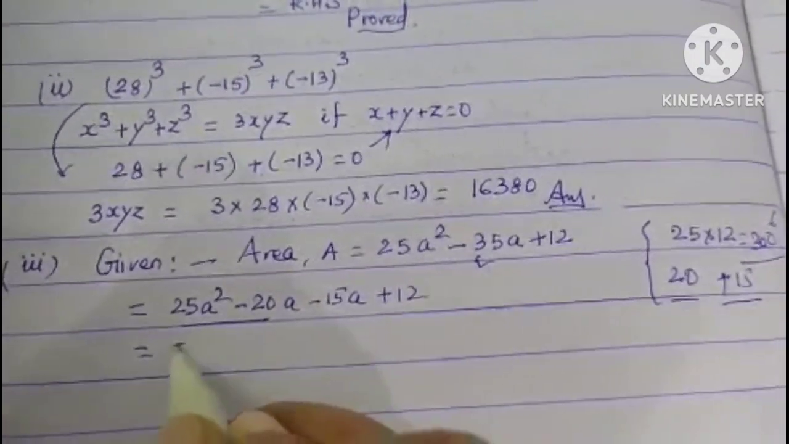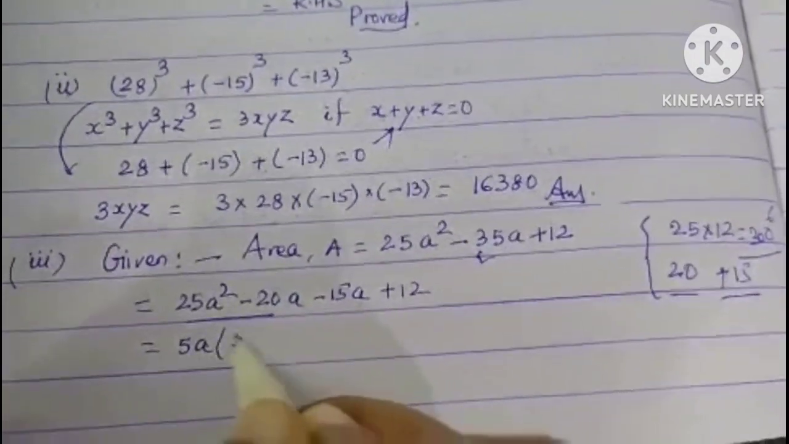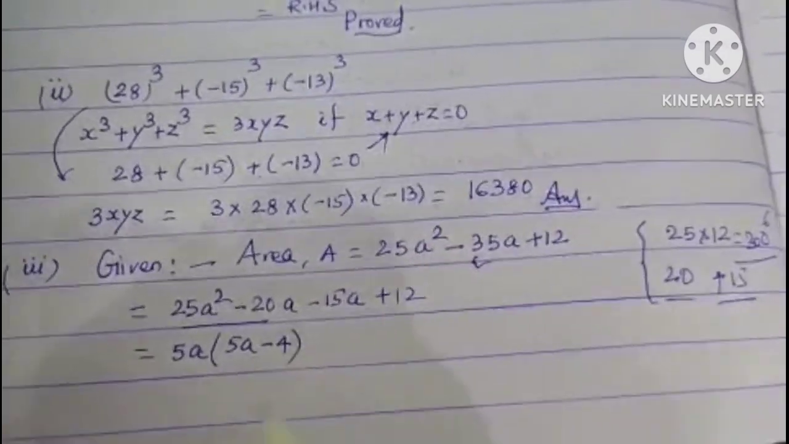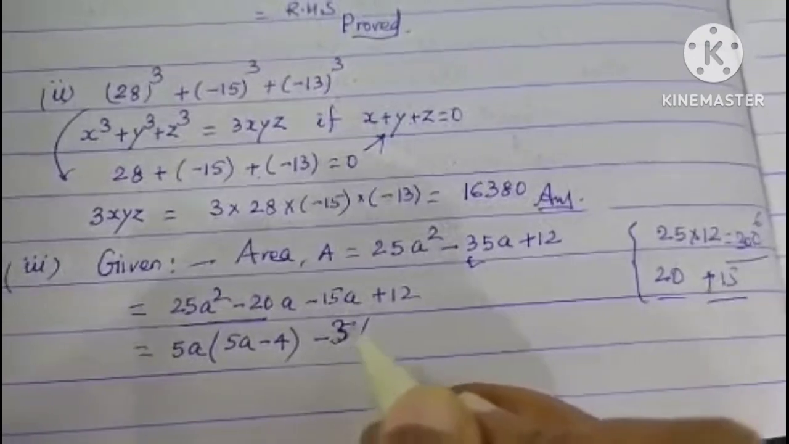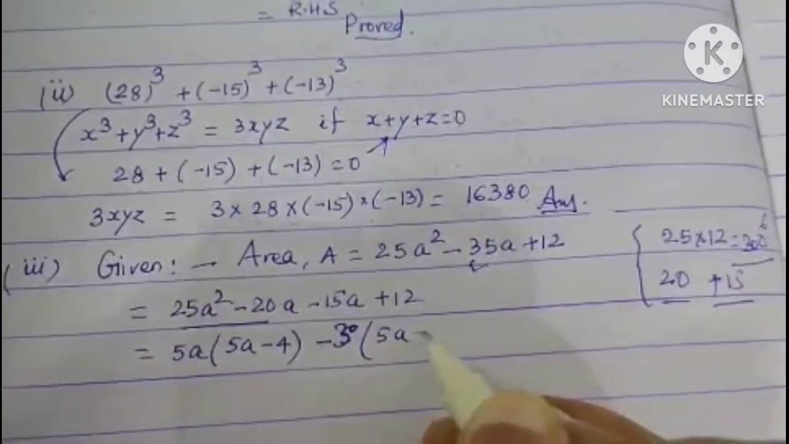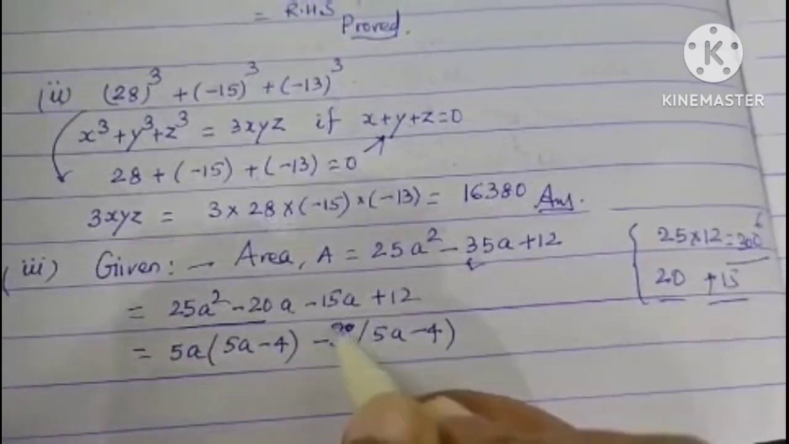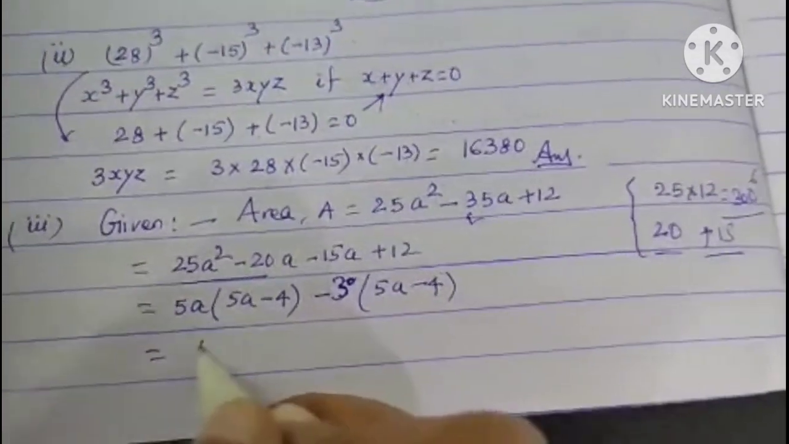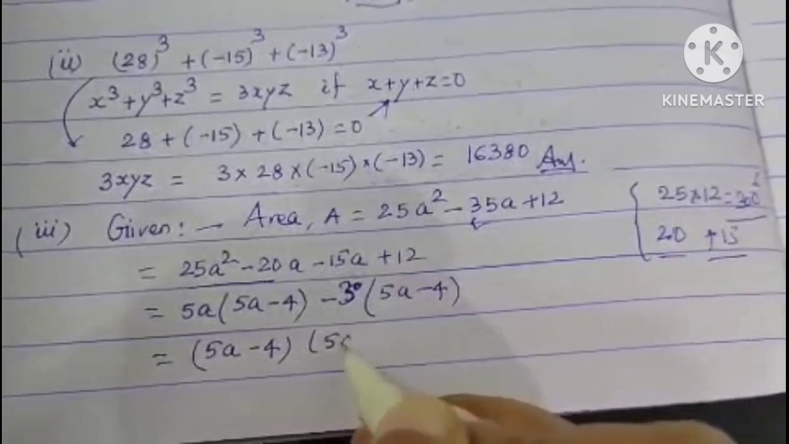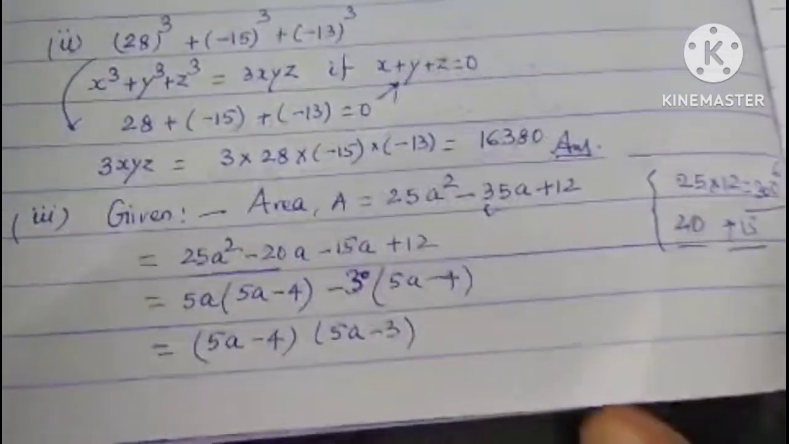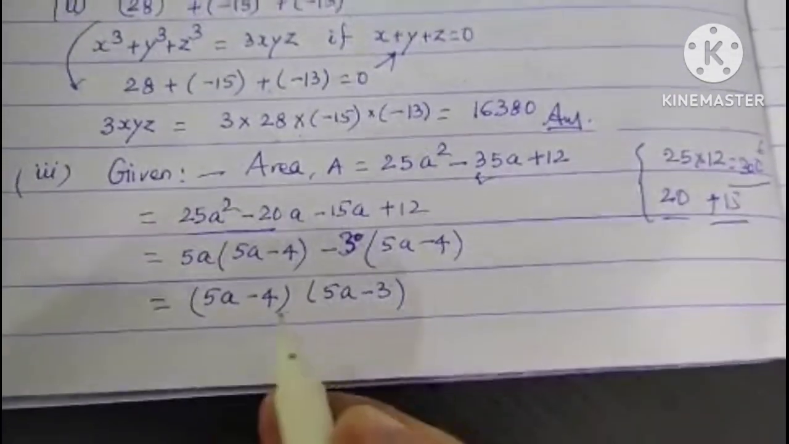Let us take 5a common. So here it will be 5a minus 4. Here take 5 common, 3 common. So 5a minus 4 minus 3 times 5a minus 4. Okay, so you will get 5a minus 4 multiplied by 5a minus 3, and we know that the area of a rectangle is length into breadth.